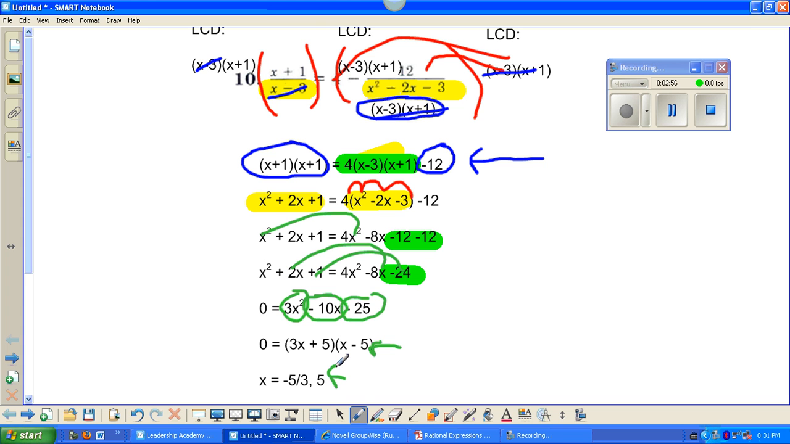Both of those are okay solutions because the only thing that would ever be extraneous is either 3 or negative 1. Those would cause my denominator to be divisible by 0. And since these answers are not 3 or negative 1, they work.